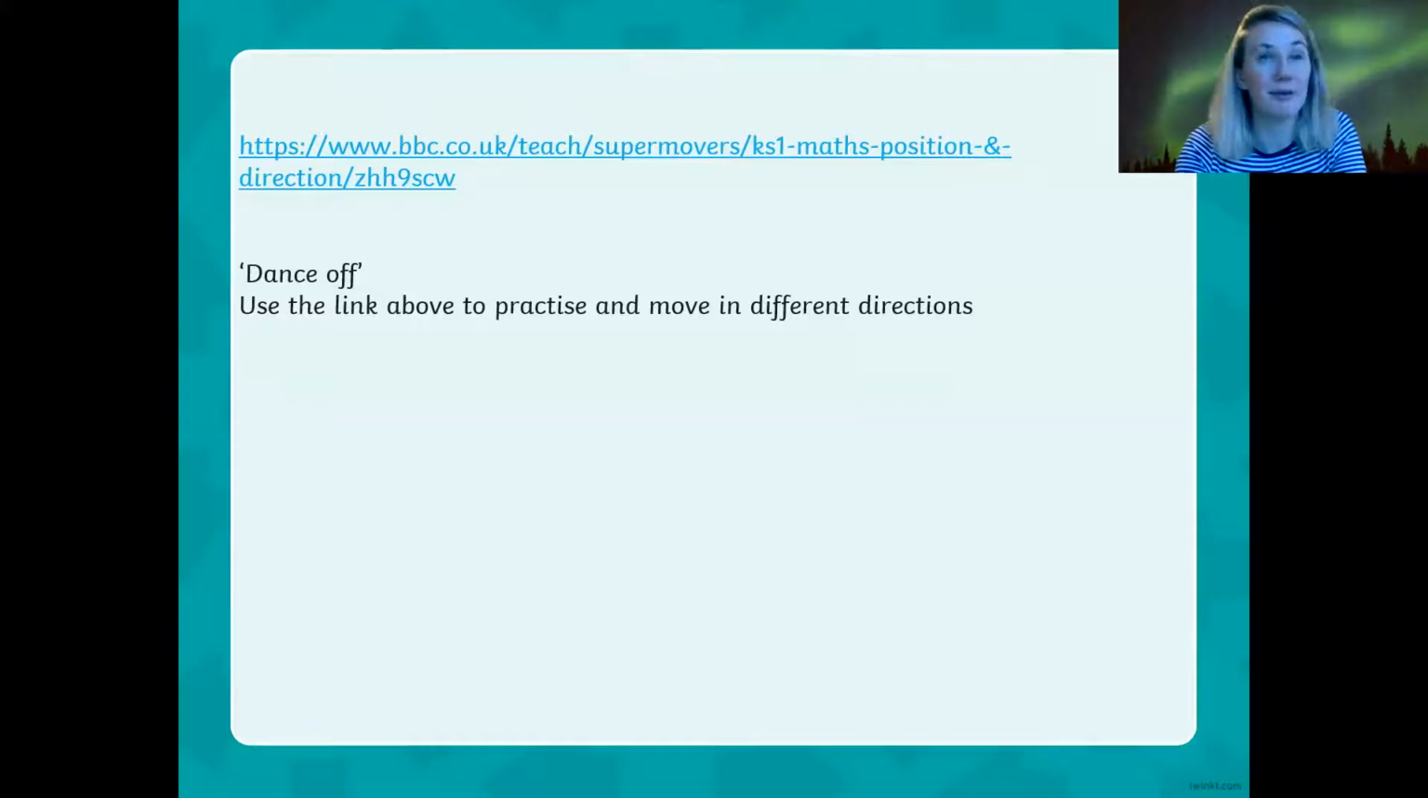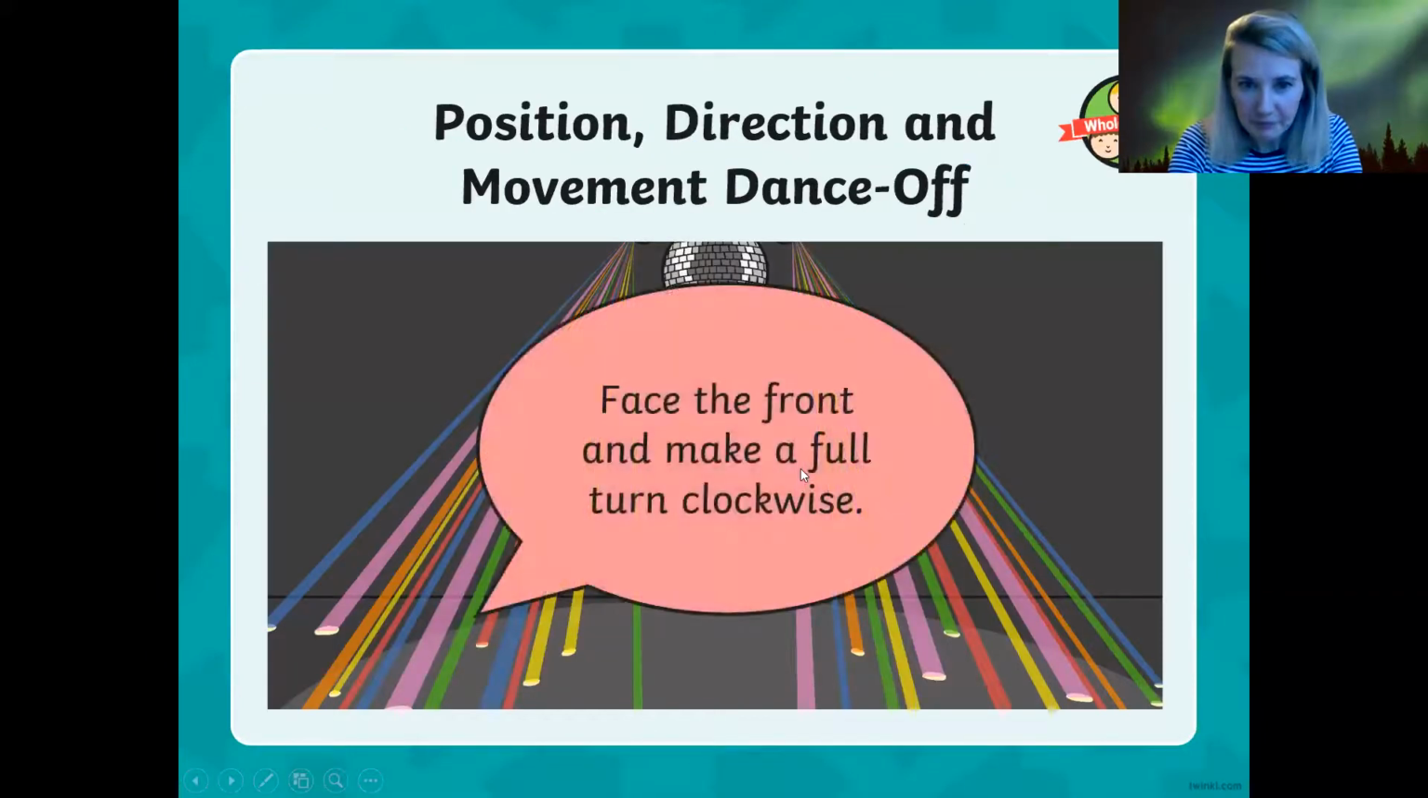So she talked about quarter turn. She even did 2 3/4, clockwise, anti-clockwise. How much fun would it be if we could all do that together in the classroom, hey? So here we go. Now, let's see if you can follow some direction. Face the front. Okay, here we go.